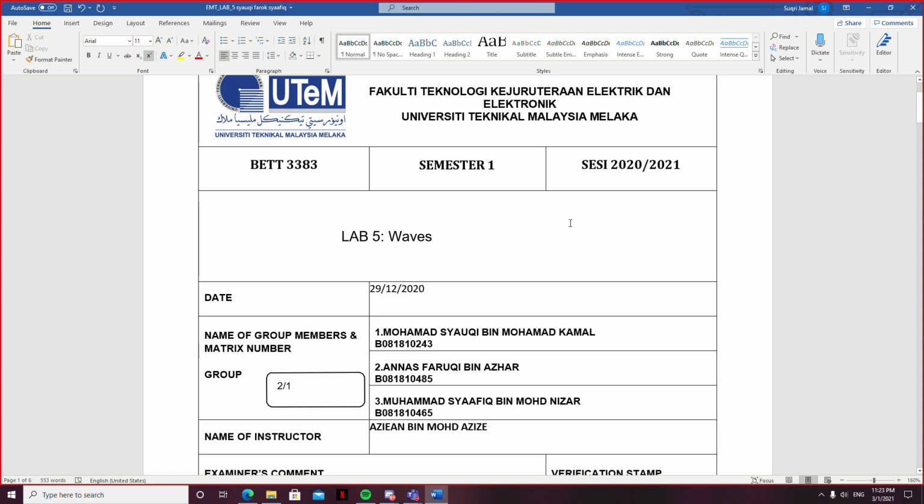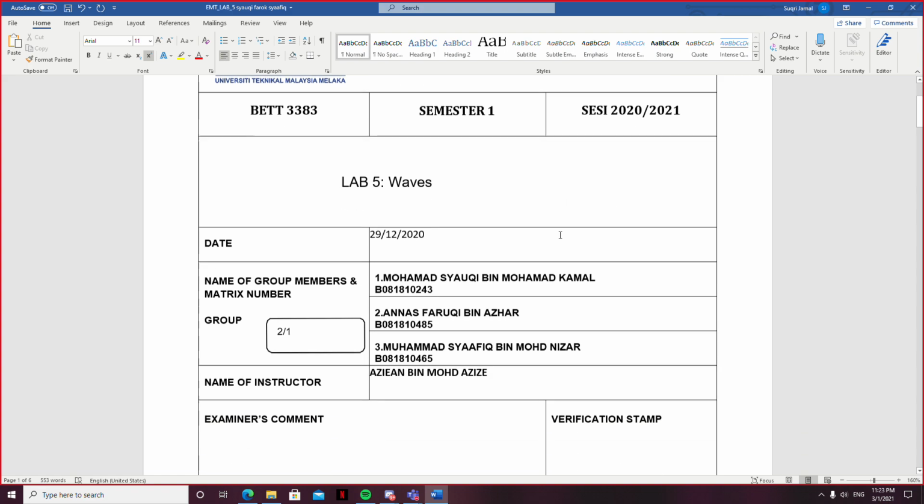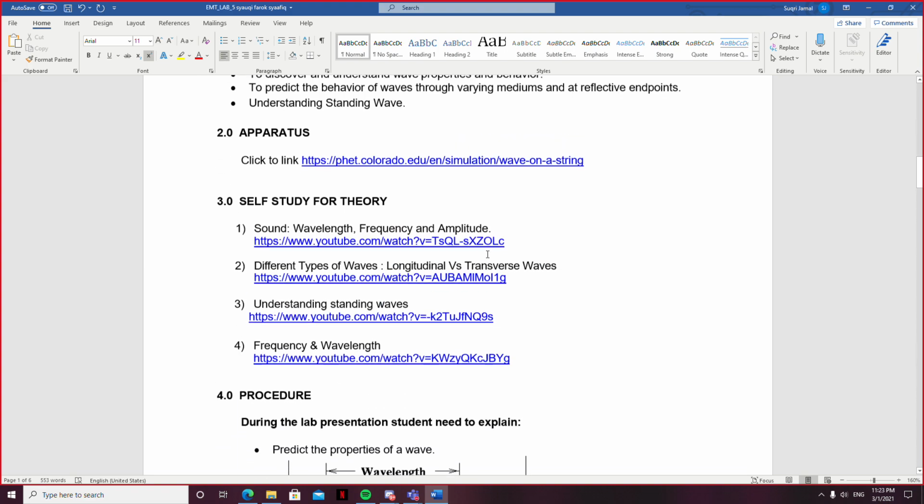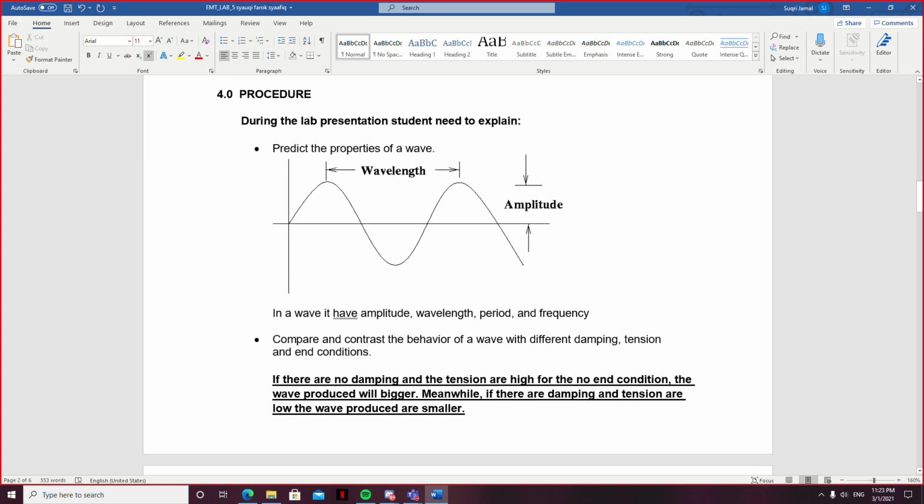Today we would like to explain about Lab 5 wave. So this is the procedure for Lab 5. The first procedure is to predict the properties of a wave. In a wave, it has amplitude, wavelength, period and frequency.